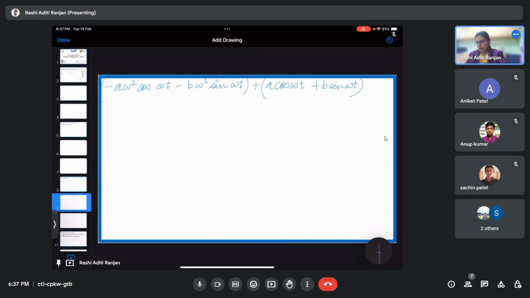Now we have beta x cube plus beta into x cube, which gives us 3 by 4 a into a square plus b square cos of omega t plus 3 by 4 b into a square plus b square sine of omega t. And for now, I'm neglecting the third harmonics. Okay, and this will be equal to f into cos of omega t.